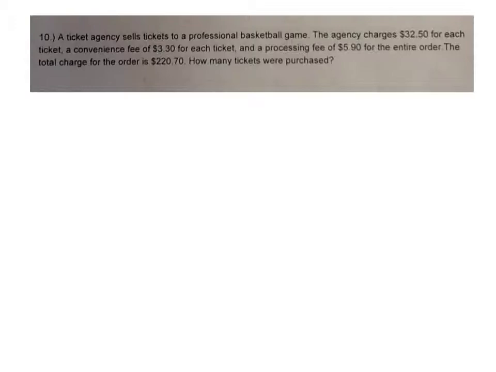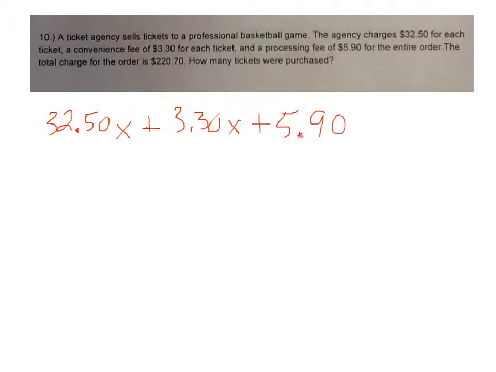Alright, here we have a ticket agency that sells tickets to a professional basketball game. The agency charges $32.50 for each ticket. So $32.50 for each ticket. A convenience fee of $3.30 for each ticket. And then a processing fee for the whole order of $5.90.